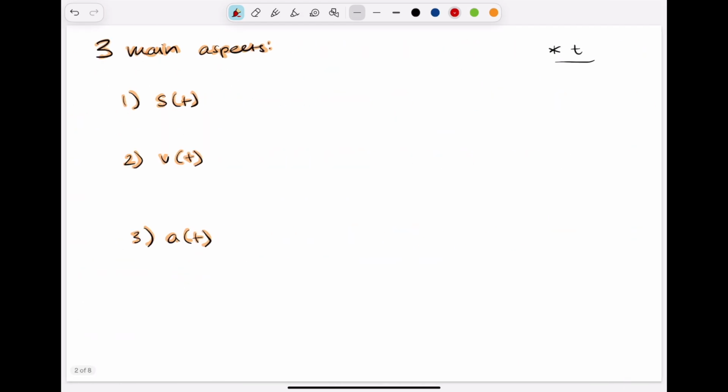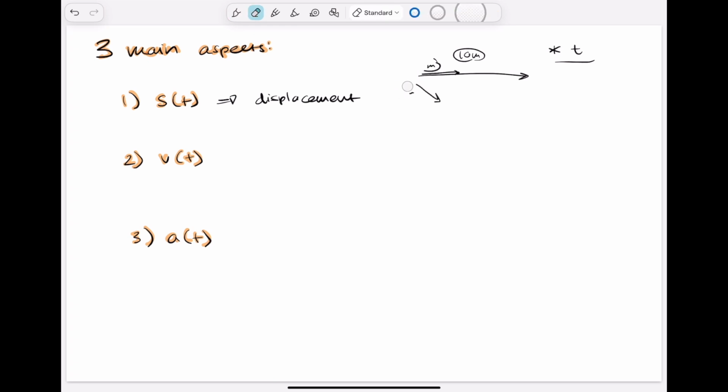So first, let's start off with the basics, and these are mainly the three aspects that are used in kinematics. So we have S of t, which is usually representative of displacement. And displacement is our change in distance from our starting position. So for example, if this is my starting position and this is 5 meters, then my displacement is 5 meters. Or if I move over here, then my displacement is 10 meters. Or if I go here, again, it could be 5 meters. So it's just how far I am from my starting point, which is often the origin.